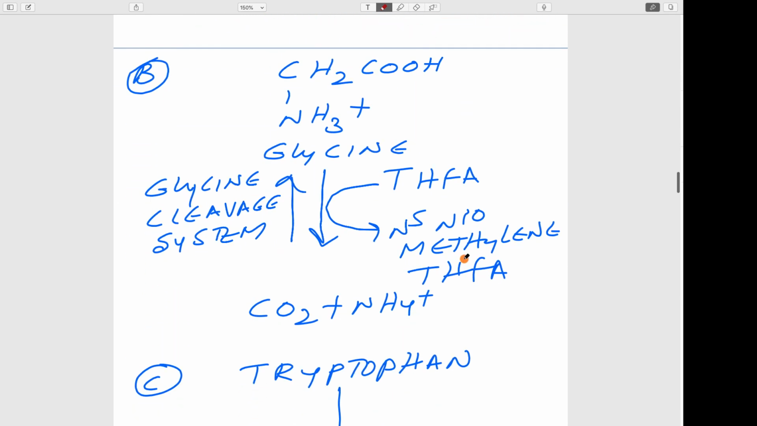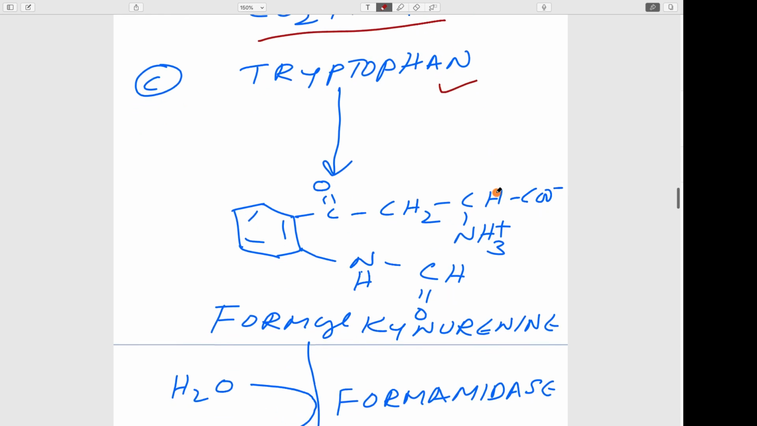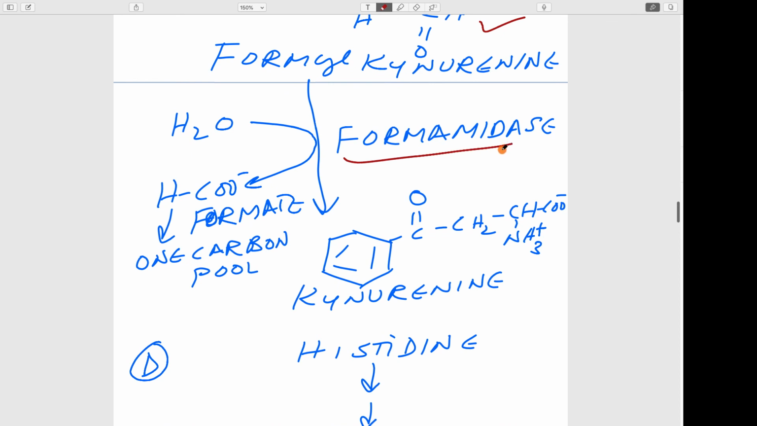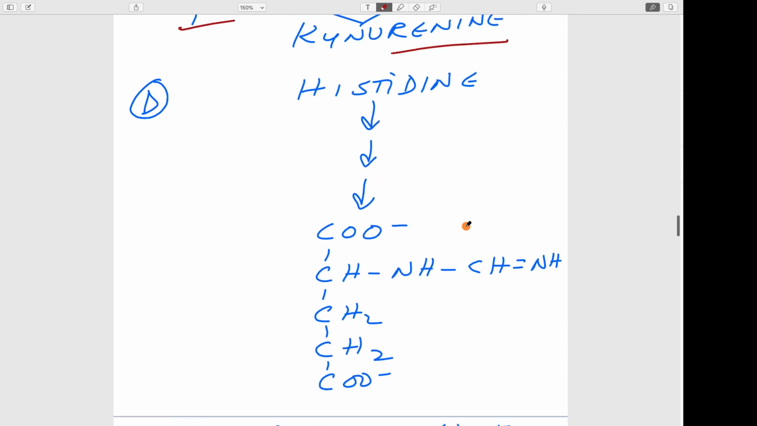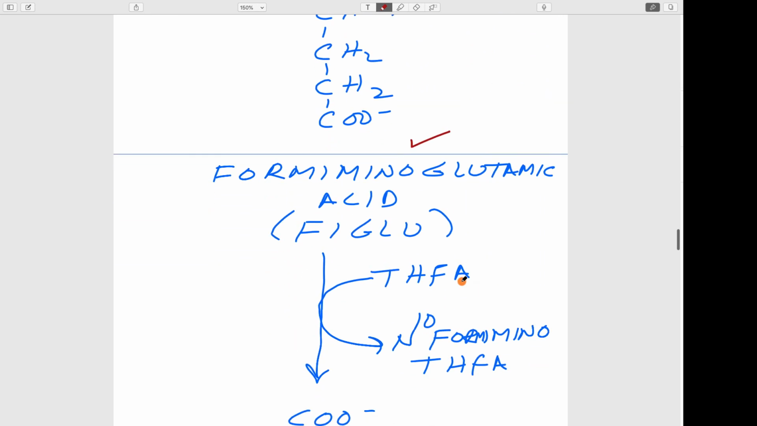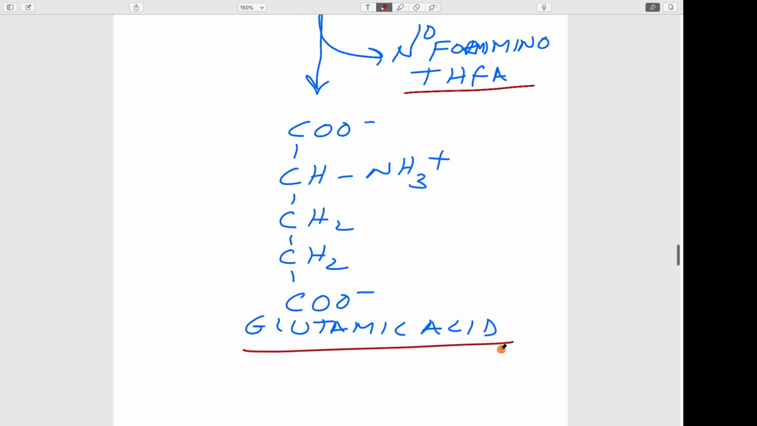In the next reaction, we talked about how by the glycine cleavage system, THFA is converted to N5, N10 methylene THFA, leading to formation of CO2 and NH4. Then we talked about tryptophan, an aromatic amino acid, which leads to formation of formylkynurenine. By the action of formamidase, this leads to formation of kynurenine, releasing the formate group, and that goes to the 1-carbon pool. Then we talked about histidine, releasing formiminoglutamic acid, FIGLU, and THFA, and N10-formimino THFA formation takes place, then leading to the formation of glutamic acid.